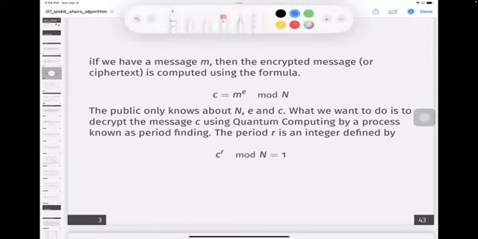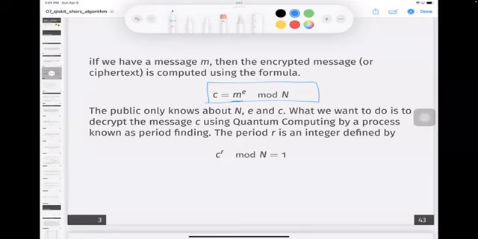Okay, next. So given a message M, we want to encrypt this using RSA. What we'll do is raise it to the power E and get the remainder when we divide it by the number N. So this is the formula: the ciphertext C is equal to M raised to the E, modulo N. So it is just the remainder. Now the public knows N, E, and C.